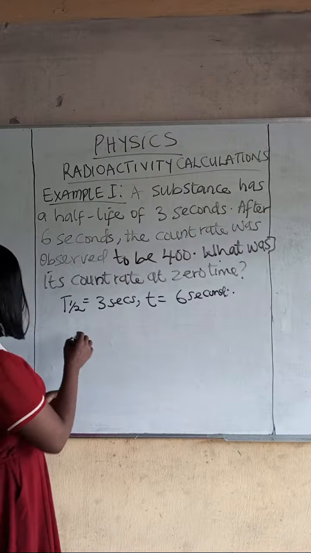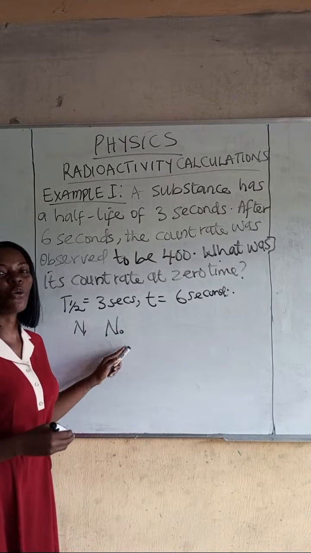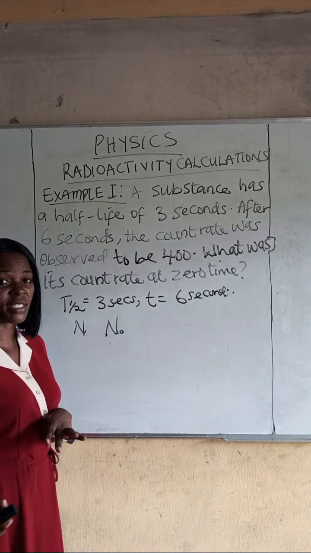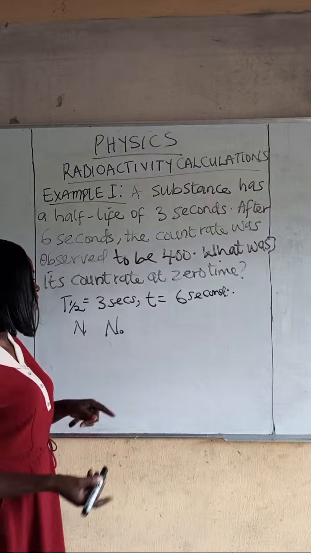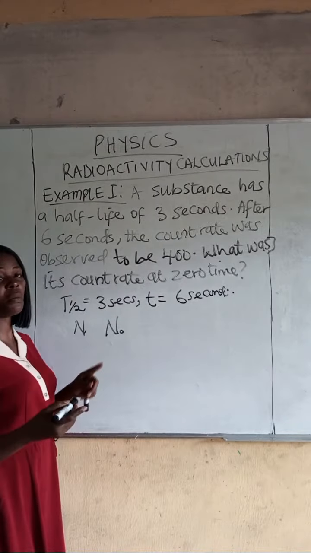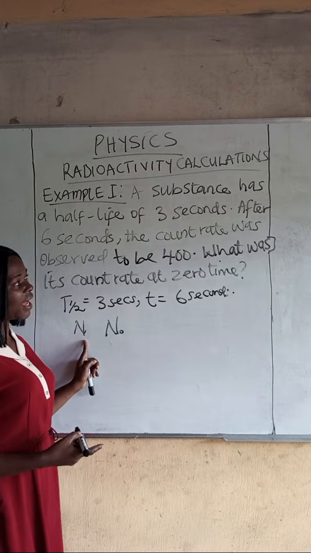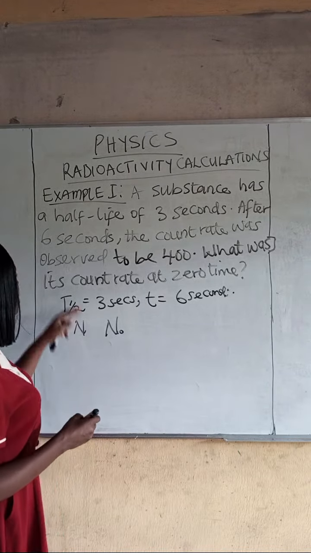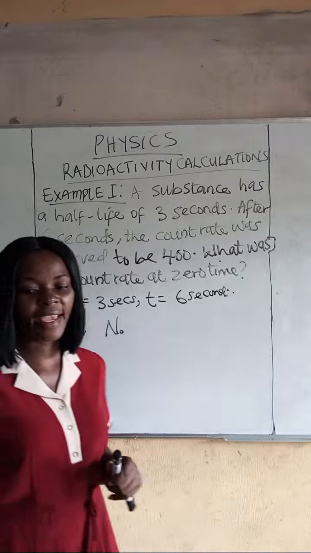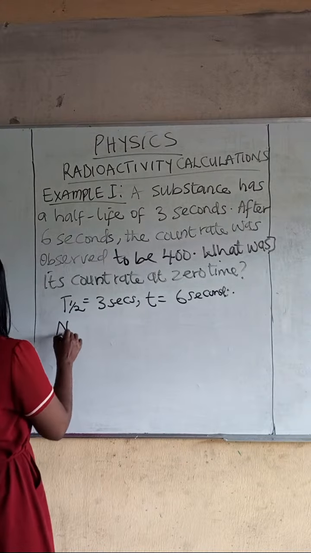You know, we have N, and we have N naught. What is N naught? This is the original number of atoms before the atoms start decaying or start disintegrating. But after that time, the value given, or the number of atoms obtained, becomes the number of atoms after decay. So with that being said, we now say that the count rate that was observed to be 400 becomes our number of atoms after decay. That is our N. So we say that N is equal to 400.